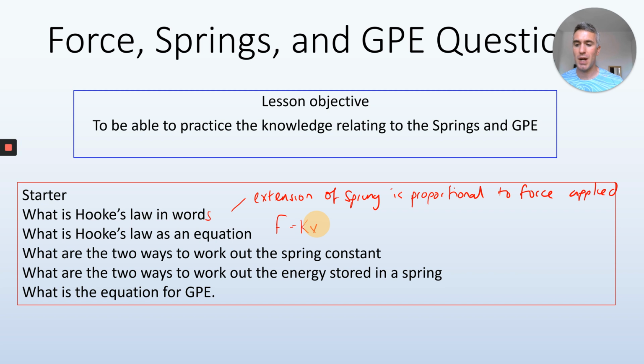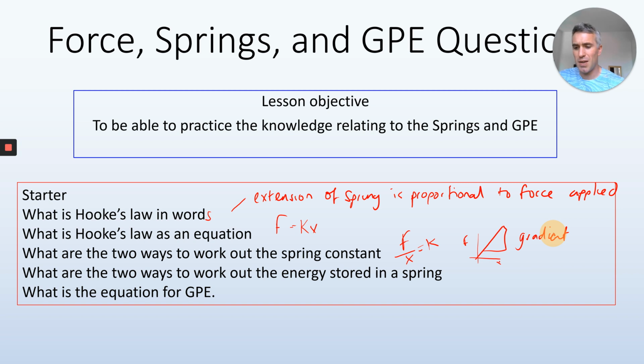What are the two ways to work out the spring constant? Well, one way is to rearrange the equation. So F over x equals k. And the other one is to do the graph of F over x and work out the gradient of the straight line.